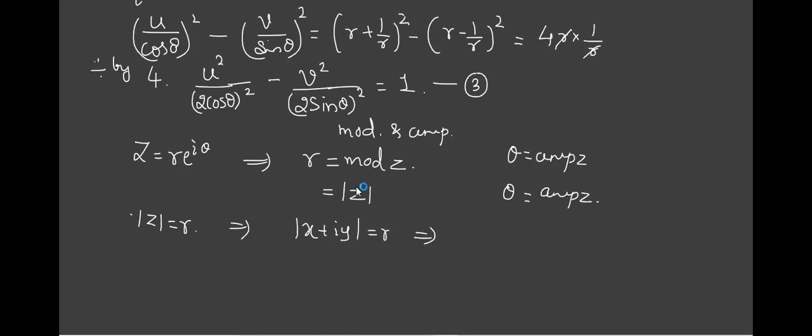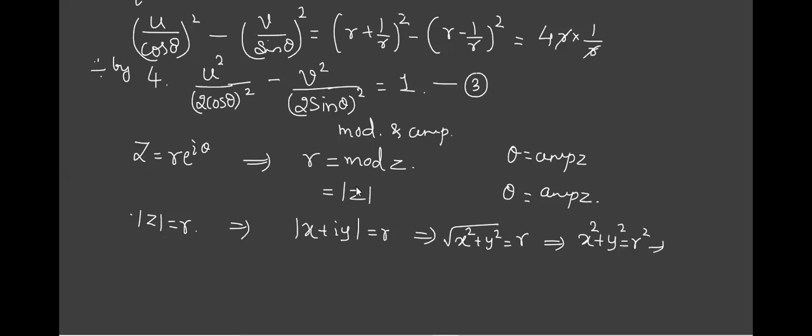Root of x square plus y square. Yeah, root of real part the whole square plus imaginary part the whole square equal to r. If I keep it like this, I'll not get any curve. What has to be done for this? Squaring both sides. Square it. x square plus y square equal to r square.